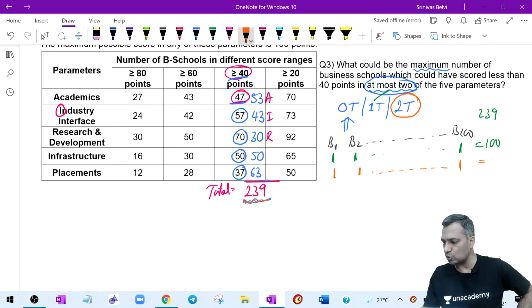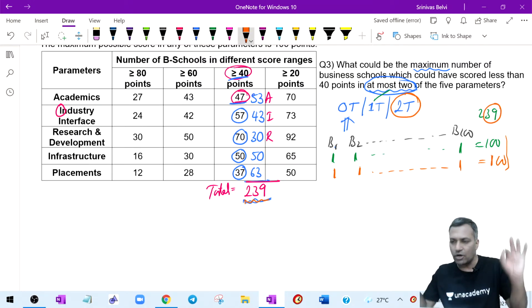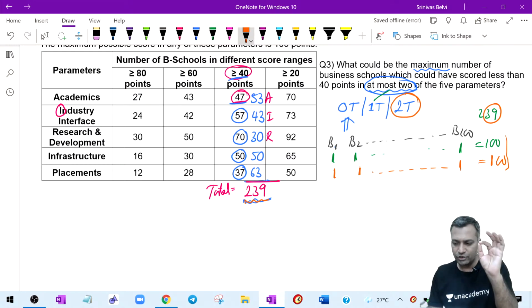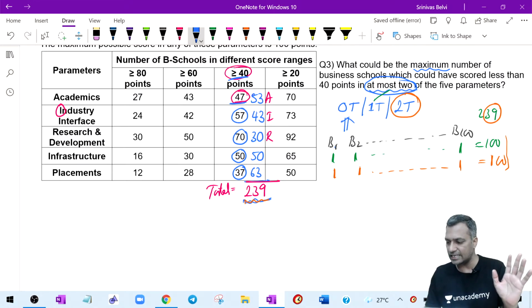All right, so therefore 200 tokens are gone. 100 plus another 100. Together 200 tokens are finished. How many more tokens do I have? 39. As of now, all 100 people are qualified. If I give 1 more token to someone, that fellow will get disqualified.